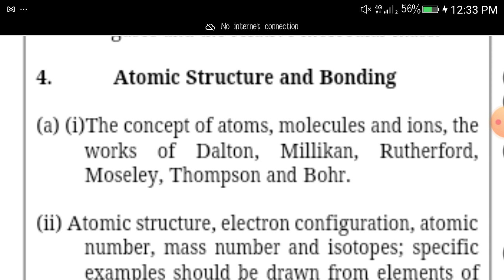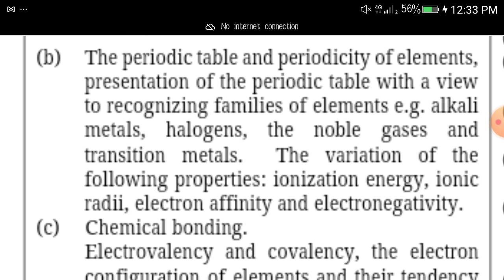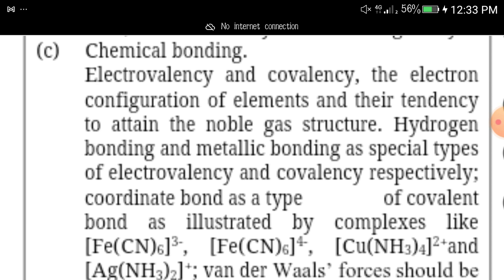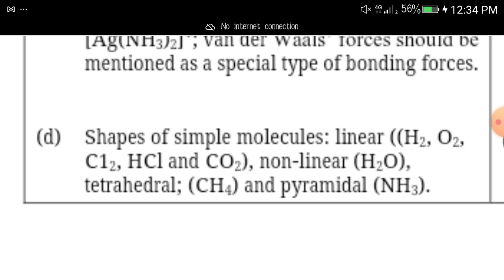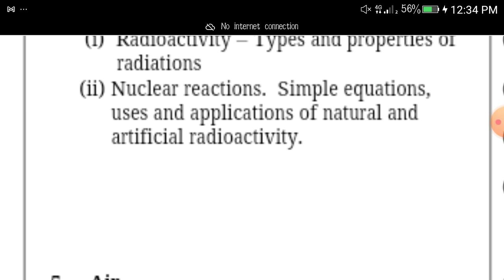Atomic structure and bonding, you should know those things. You go through the periodic table and all the rest, chemical bonding, covalency, electrovalency, and electronic configuration and all the rest. Once you go to your textbook, you should be able to see them. Under it, you also have shapes of molecules, linear molecules, non-linear molecules, and pyramidal molecules. Nuclear chemistry, nuclear reactions, all the rest.